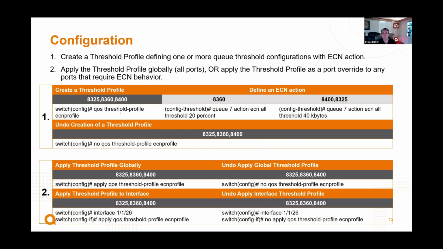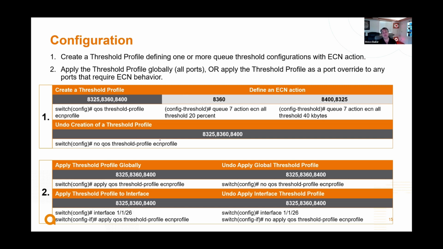And then once we get into that threshold profile with the name that we've given it, with the 8360, we would apply an action to a queue, and this would be an ECN action. And the threshold is defined by a percentage value. And on the 8400 and 8325, the threshold is defined by a kilobytes value. And of course, we can turn off the threshold profile by doing no QoS threshold profile and the name.